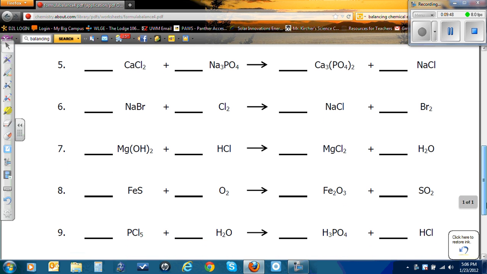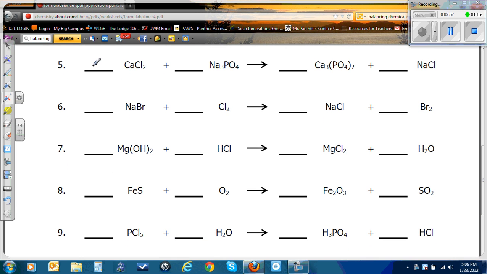Problem number 5, we have 1 part calcium, 3 parts calcium. So right away we need a 3. Now we have 6 parts chlorine. Again, the subscript of 2 times 3 makes that chlorine 6. On this side we have 1, so we automatically need a coefficient of 6.